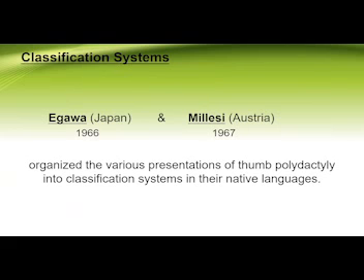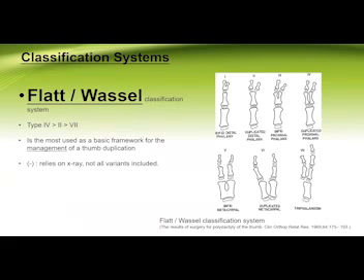in Austria, who represented various thumb polydactyly classification systems in their own native languages. The first English classification system was proposed by Wassel in 1969, who was a resident under Dr. Flatt. So nowadays, more authorities prefer using the term Flatt classification in recognition of Dr. Flatt's efforts. According to this classification, he goes from the proximal to distal separation and classifies it into groups. The more common types are type 4, then 2, then type 7 in this classification.